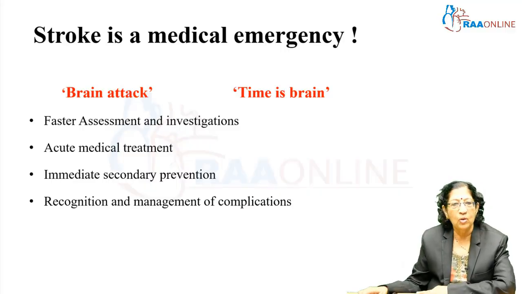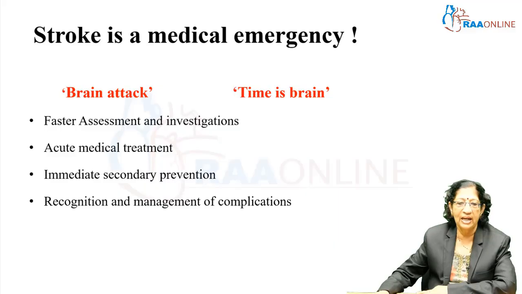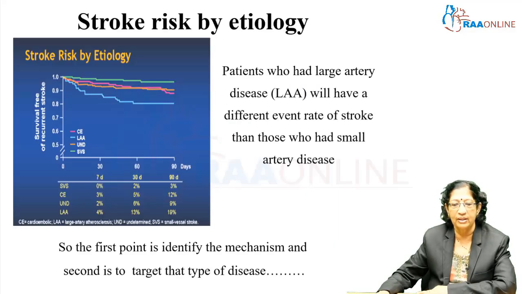So, what is it? Stroke is a medical emergency. We know that a brain attack is called the stroke, and here time is brain, because every second lost, millions of neurons die. So, you have to have a fast assessment and investigation. Acute medical management will have to be started immediately, immediate secondary prevention also will have to be done, and you have to recognize and manage the complications.